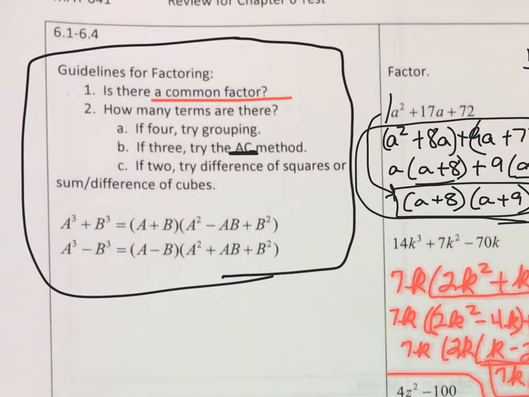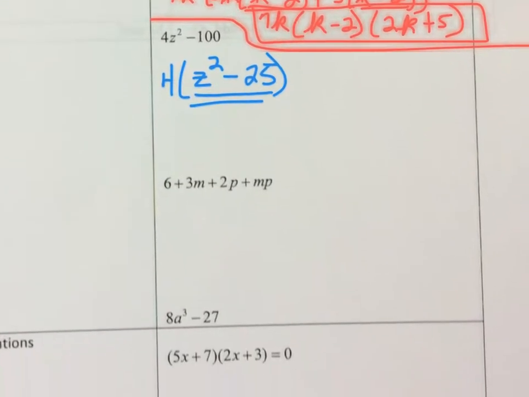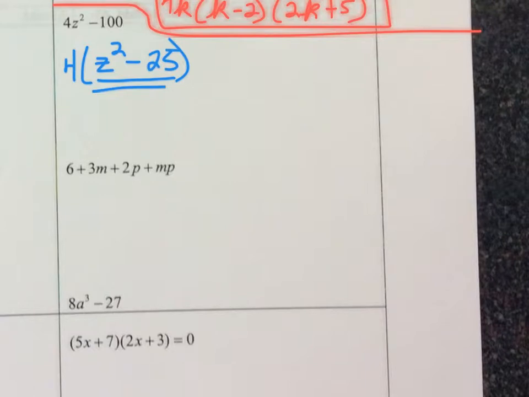And according to our guidelines, if it has 2 terms, the first thing we should check is difference of squares. Let's see if this is the difference of squares. If it's not that, then we'll check to see if it's the sum or difference of cubes. So the first thing I notice is that it is a difference. Subtract. So that's okay. I could take z times z to get z squared. So that's a square. And 5 times 5 give me 25. So that's a square. So it is the difference of squares.